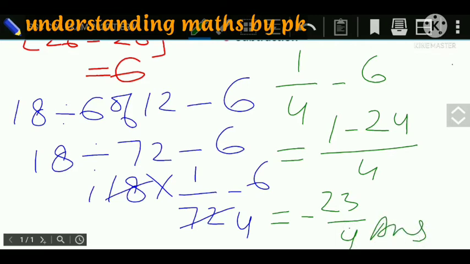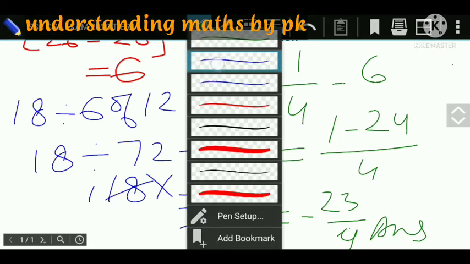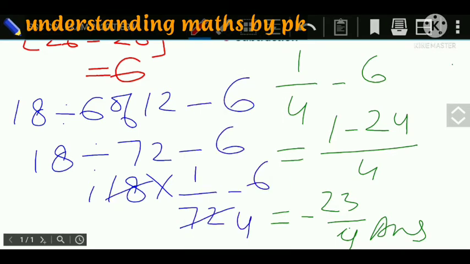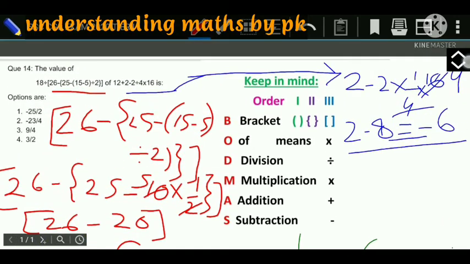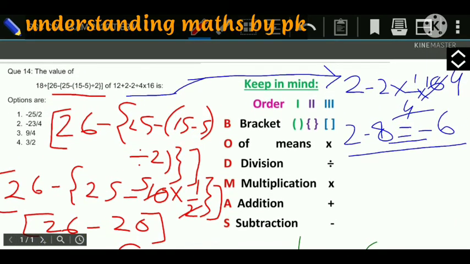This is the answer. So the correct answer comes minus 23 by 4, and this is given in the option, minus 23 by 4. Second option is the correct one. That way we can solve this question.